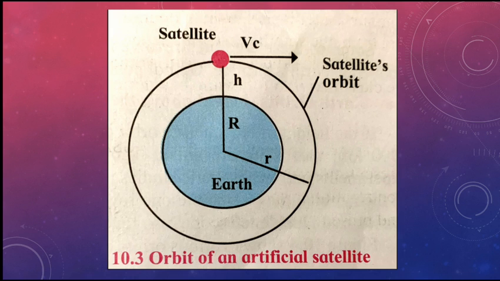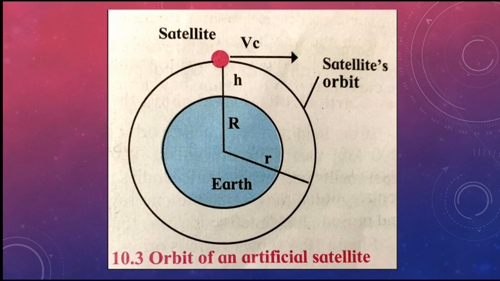All artificial satellites do not revolve in similar orbits around the Earth. The functions of the satellite decide the height of the satellite's orbit from the Earth's surface, the nature of the orbit, and whether the orbit shall be parallel to the equator or making some angle with it.